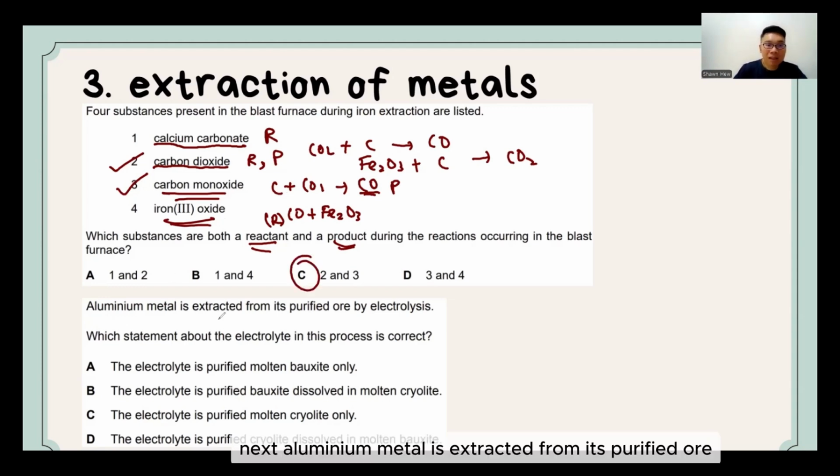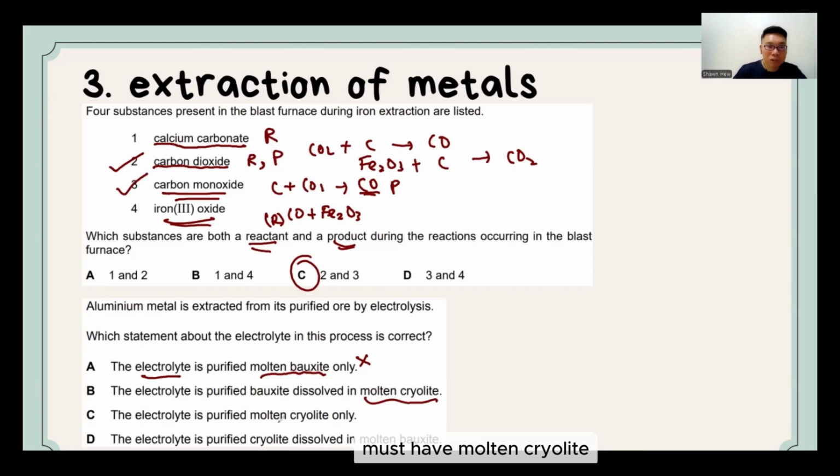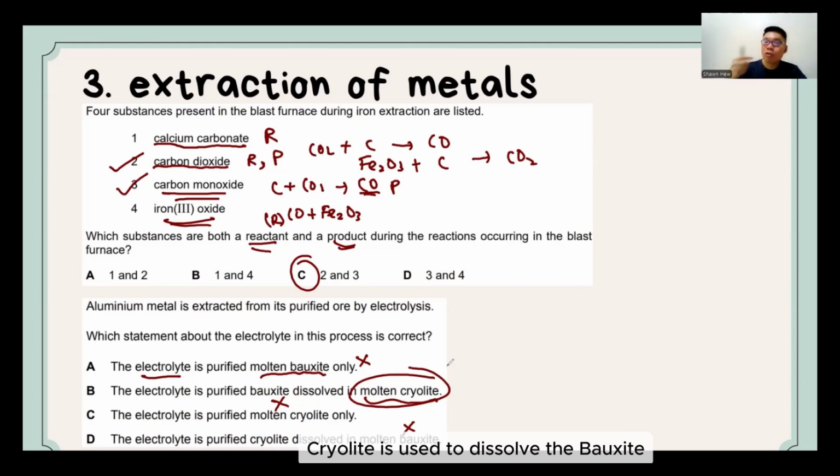Next, aluminium metal is extracted from its purified ore by electrolysis. Which statement about the electrolyte in the process is correct? The electrolyte is purified molten bauxite only. No. Still remember, we also use molten cryolite. Must have molten cryolite. So only molten bauxite is wrong. Molten cryolite dissolves bauxite. No. This cryolite is used to dissolve the bauxite. So the answer is B.